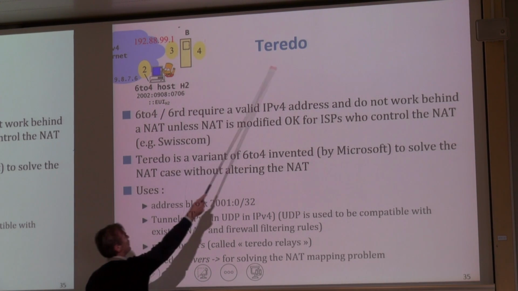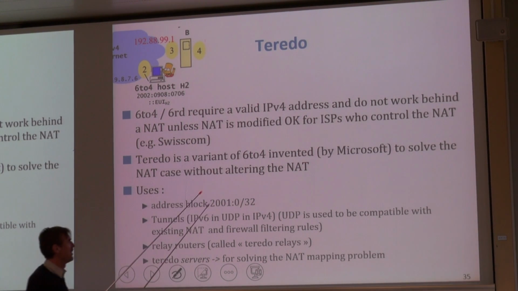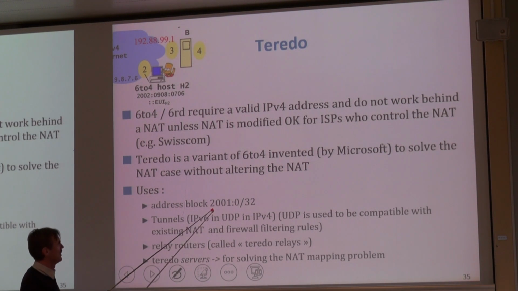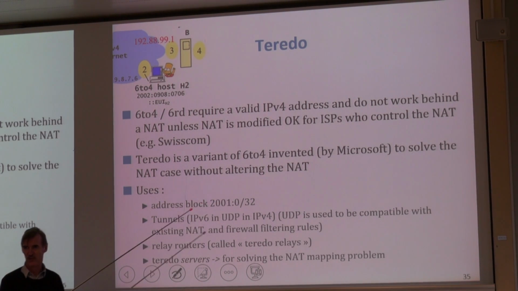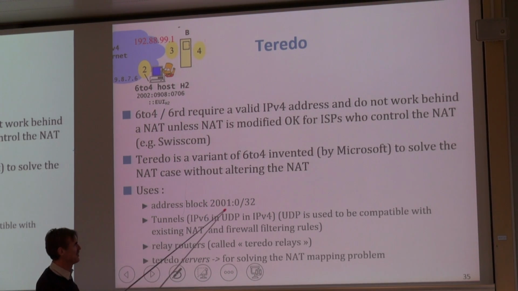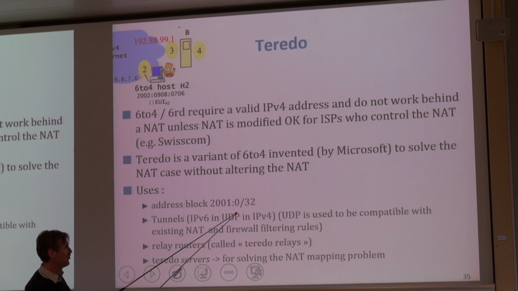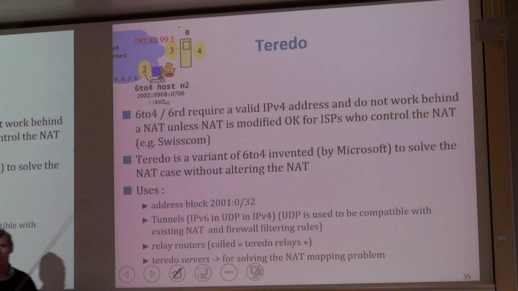Teredo is a variant of 6to4 invented by Microsoft, believe it or not, that is very similar to 6to4, but of course the addresses are different. The block reserved for Teredo is this one, 2001. It was invented and finalized one year before 6to4. It's a 32-bit block. And the rest is very much the same. You have all the same concept of relay routers.